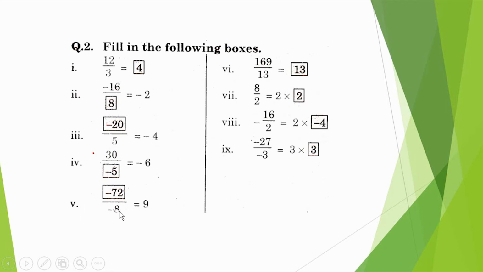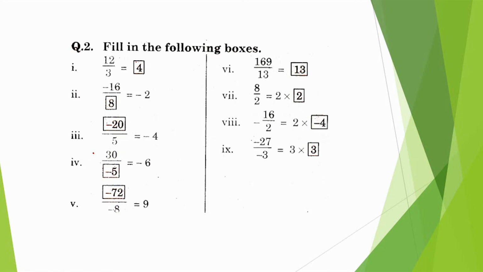Now, 30. On which value dividing by minus 6 becomes? Now, the sign will be plus minus minus, 5 sixes are 30. Now box dividing by minus 8, answer is equal to 9. Sign will be minus minus plus and the value will be 72. 8 nines are 72. Now 169 dividing by 13. 13 13s are 169 and the sign will be plus plus plus.